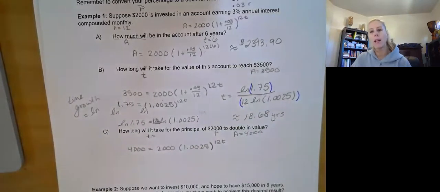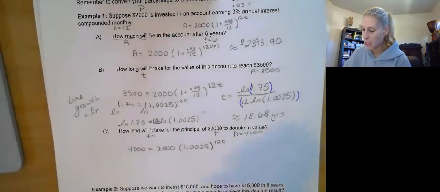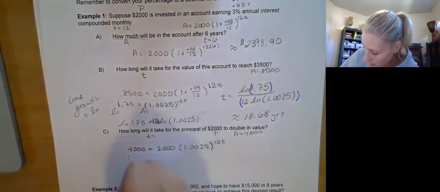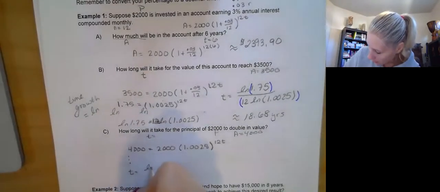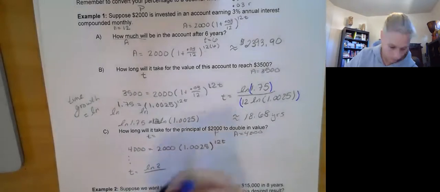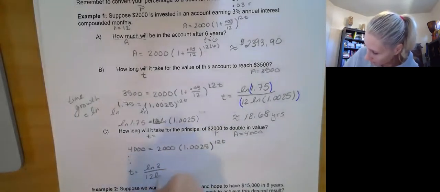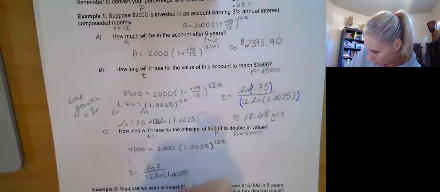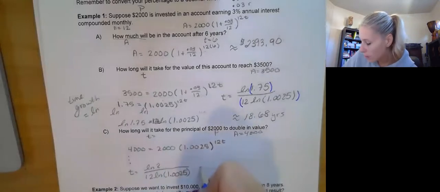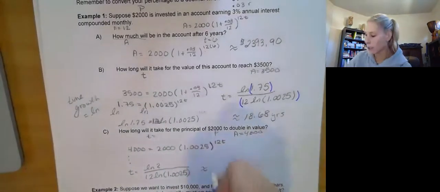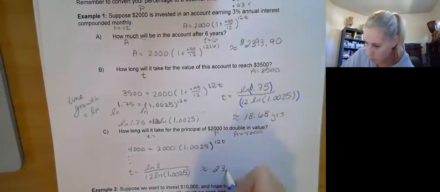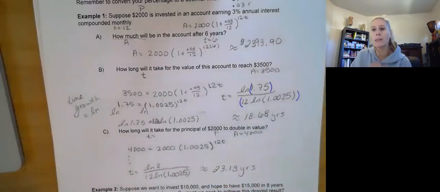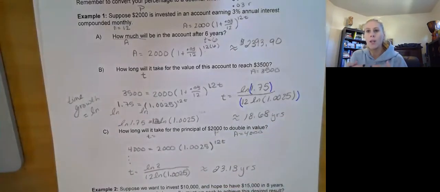Okay. Now I'm not going to do all the steps. It's the same steps as B here, but if you do that out, you can pause right now and see if you can get the same answer. I come up with that t equals ln 2 all over 12 ln 1.0025. Okay, which, if you do that on your calculator correctly, you get 23.13 years.